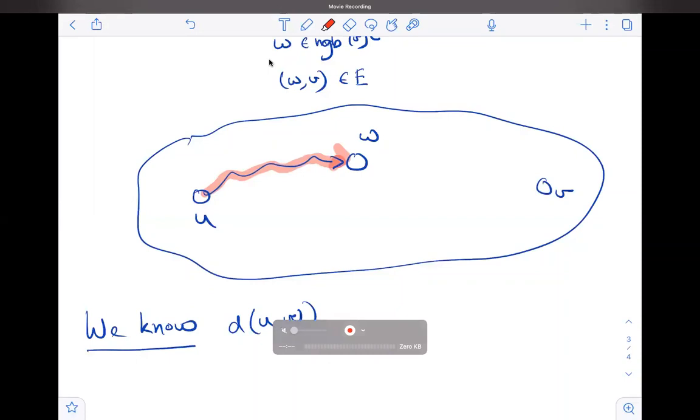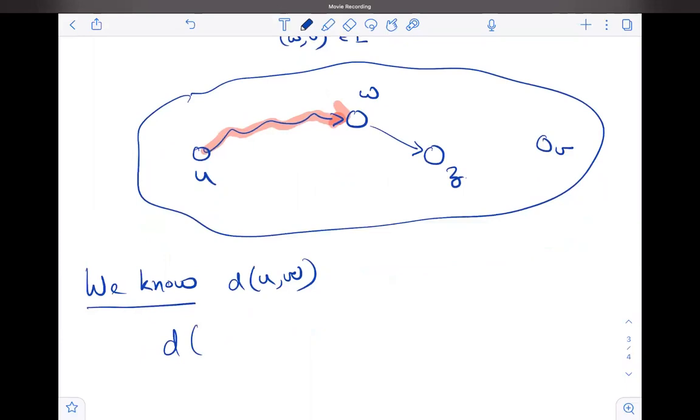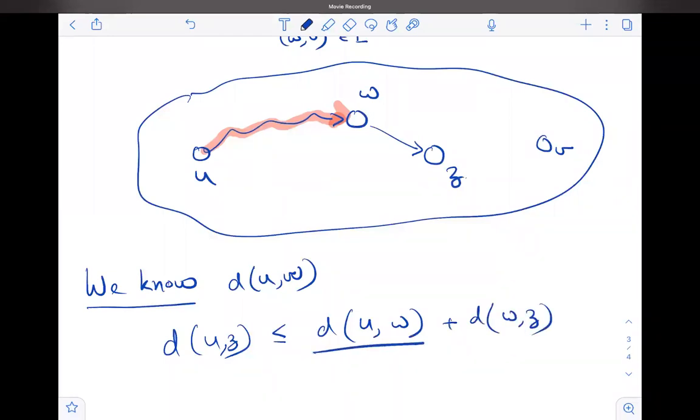Now, if I am talking about another vertex, say z, which is a neighbor of w, then the shortest distance of u to z, of course, is less than or equal to the distance of u to w plus the distance of w to z. This is something I know. This is also something I know. Why? Because this is just the edge weight, and this is, of course, the shortest path between u to z passing through w.